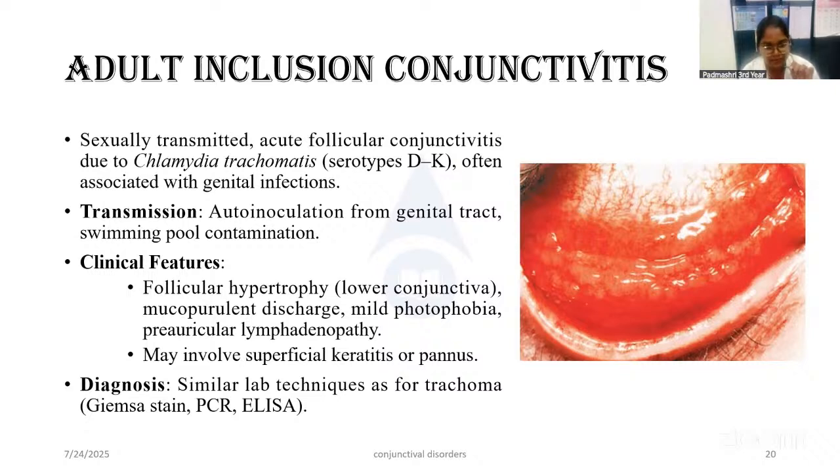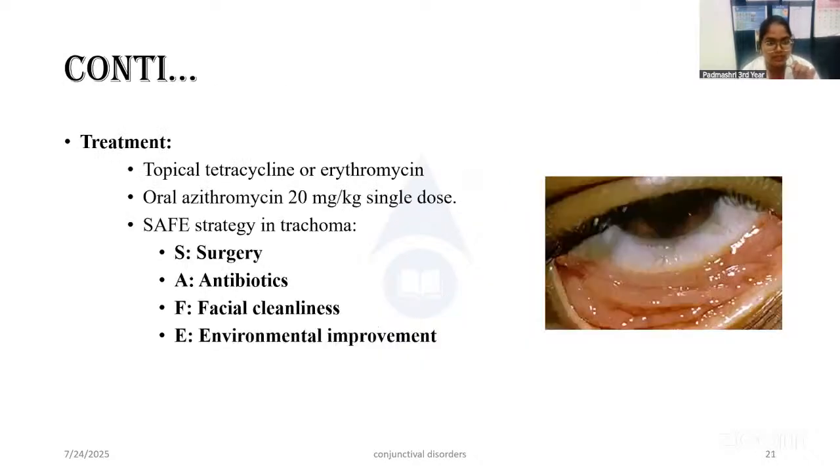Diagnosis. Similar lab techniques as for trachoma, that is Giemsa stain, PCR, and ELISA. Treatment. Topical tetracycline or erythromycin. Oral azithromycin 20 mg per kg, single dose. Same strategy as in trachoma: S stands for surgery, A for antibiotics, F for facial cleanliness, and E for environmental improvement.